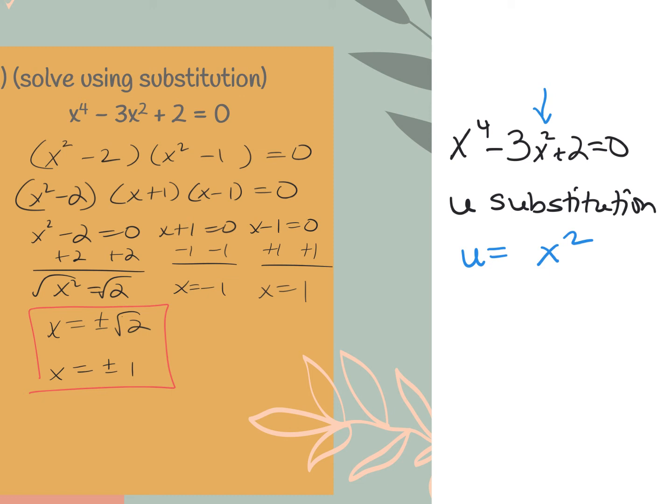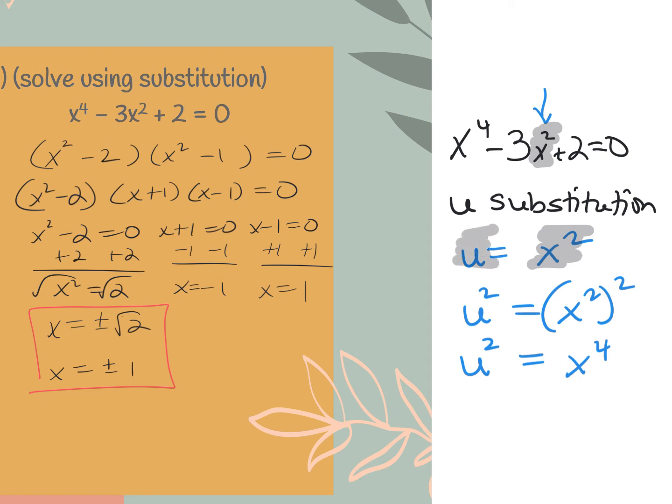So then u to the 4th, if I take that u and square it, then it becomes this. Power to the power, u squared is equal to x to the 4th. This is just the thinking behind it. So now I'm going to take these out and replace them. The x squared is going to get replaced with the u, and this x to the 4th is going to get replaced with u squared.